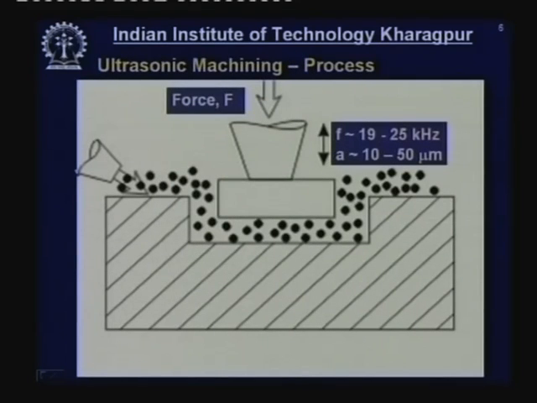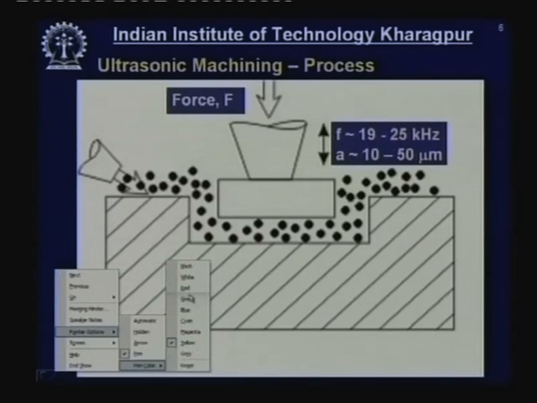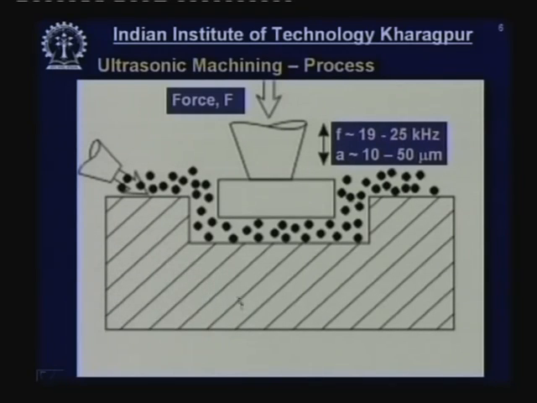So, let us come to the process description of ultrasonic machining. Like any other non-traditional machining process, you are interested in machining a workpiece. So, this is my workpiece, and there has to be a tool with which I am going to machine it. This is my tool. This tool vibrates over the workpiece. With what kind of vibration? That vibration is around 19 to 25 kilohertz.